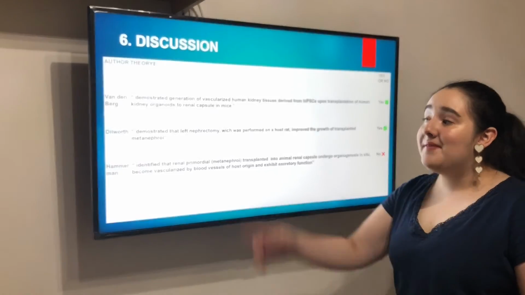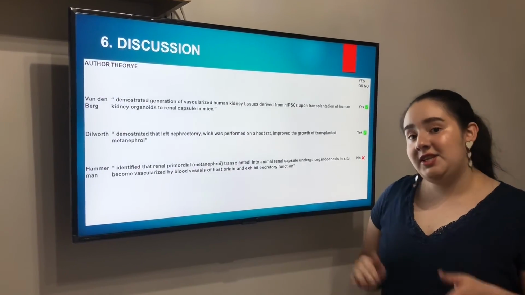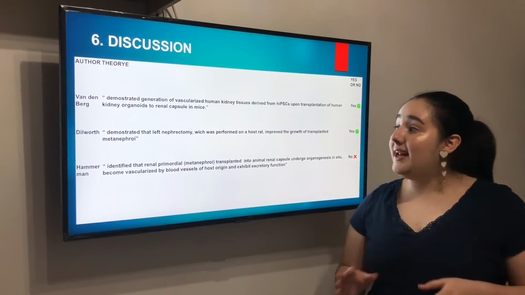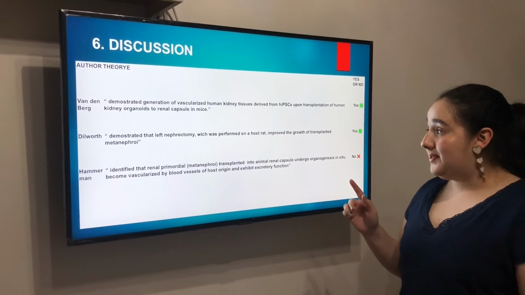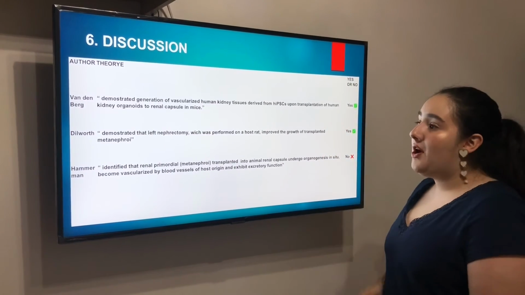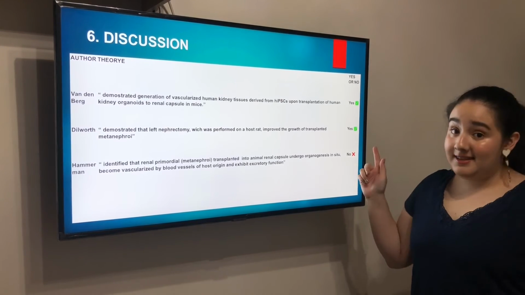Discussion. Here we have some authors and we have their studies. We also have whether what they demonstrated was achieved in this study or not. So first we have Vanderbilt. He demonstrated the generation of vascularized human kidney tissue derived from hiPSCs, that are human-induced pluripotent stem cells, upon transplantation of human kidney organoids to the renal capsule in mice, and this was demonstrated in this article.